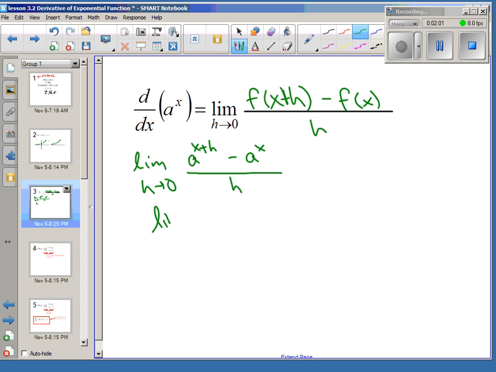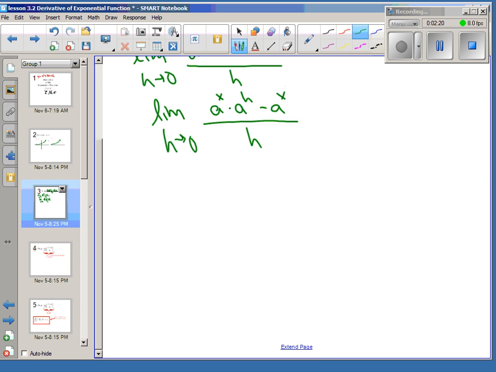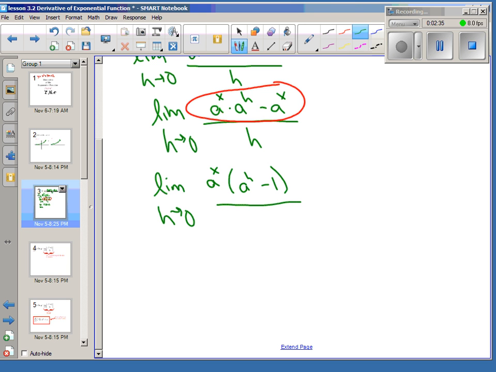In our numerator here, we can simplify a little bit. So the limit as h approaches 0, a to the x plus h can be written as a to the x times a to the h. So if we're adding exponents, it's the same thing as multiplying two numbers with the same base. And then we have minus a to the x all over h. Now the numerator can be simplified a little bit more. If you look here, we have an a to the x in both of those terms. So we can factor out an a to the x. So the limit as h approaches 0 of a to the x times a to the h minus 1 all over h.